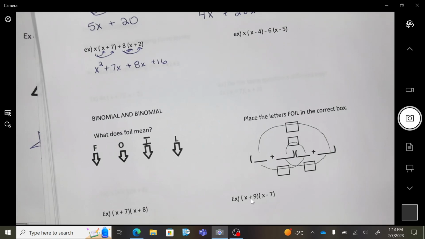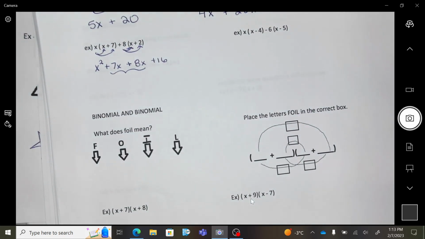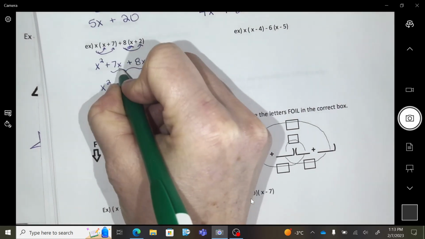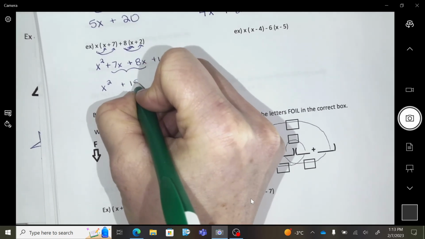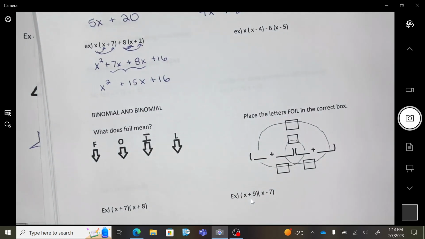Okay, I'm not quite done. When you're doing these kinds of things, you're going to want to simplify as much as possible, which means I can collect those together because I'm going to call them like terms. So all together now, that can come together to be 15x.